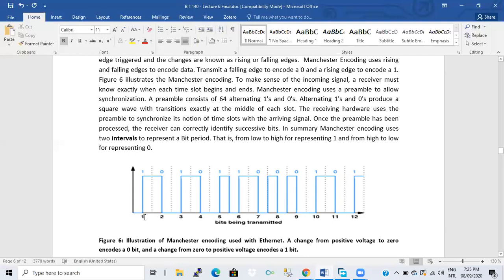So these time slots are representing when it starts and when it ends. Okay.